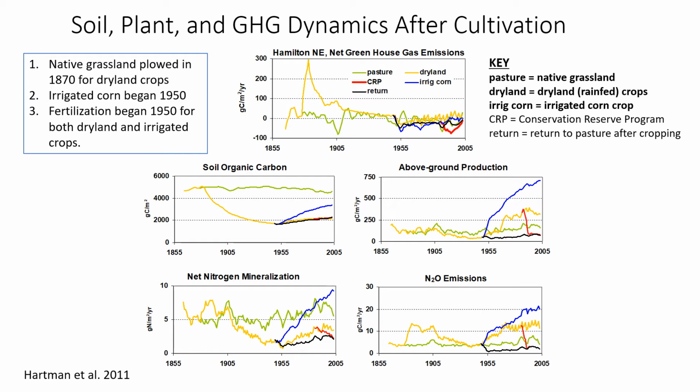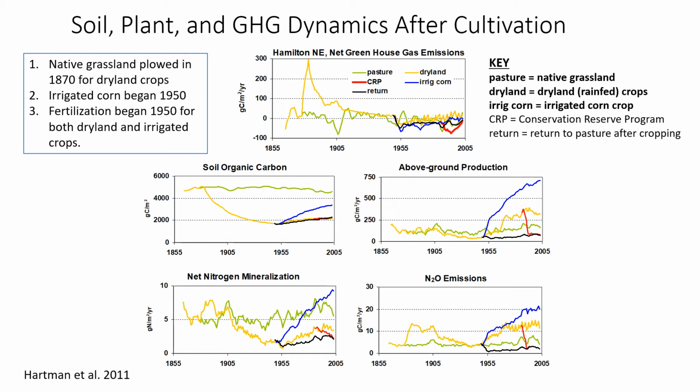But when fertilization begins, then the plants are a little bit more productive and there's more residue going into the soil. And you can see that after 1950, those lines start going up, especially for the irrigated crops, because they're even more productive because they're irrigated.